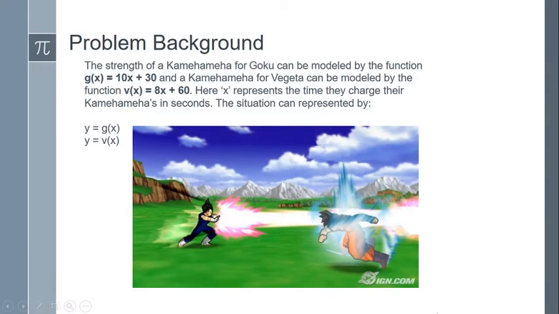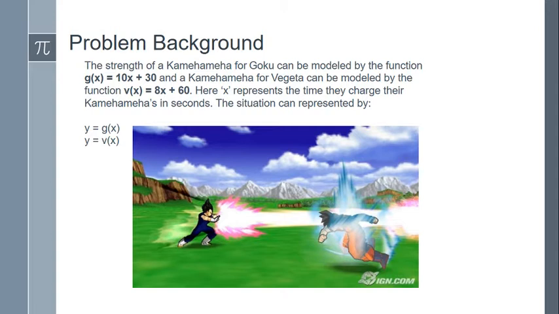Let's get started. Problem background. The strength of a Kamehameha for Goku can be modeled by the function g of x equals 10x plus 30, and a Kamehameha for Vegeta can be modeled by the function v of x equals 8x plus 60. Here, x represents the time they charge their Kamehamehas in seconds.